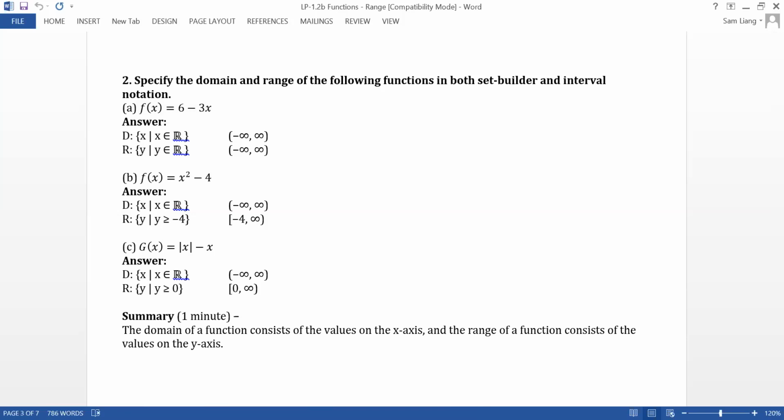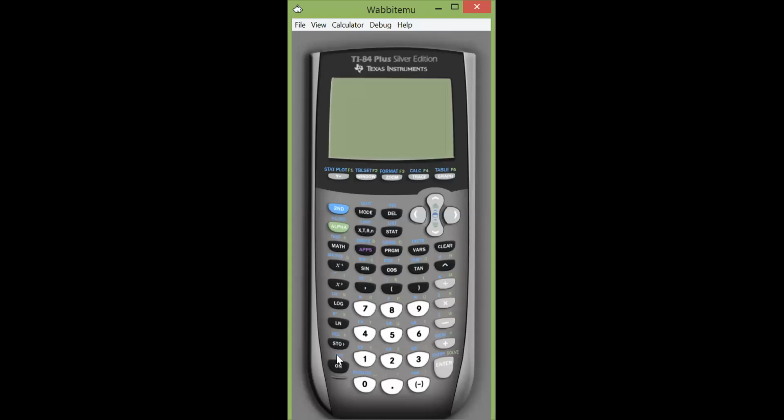Actually, let me graph this. On the homework tonight, you're going to have to analyze the graphs, so this is just to give you guys practice. Okay, so let me graph 6 minus 3x.